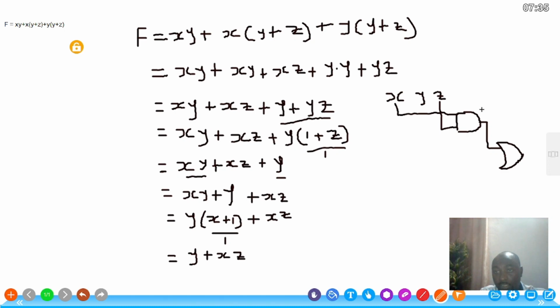So this is going to be your xz. Remember, this is your xz, right? And then you have your y, a representation of y. So this will now form your y plus xz, right? So that's how the simplified circuit actually looks.